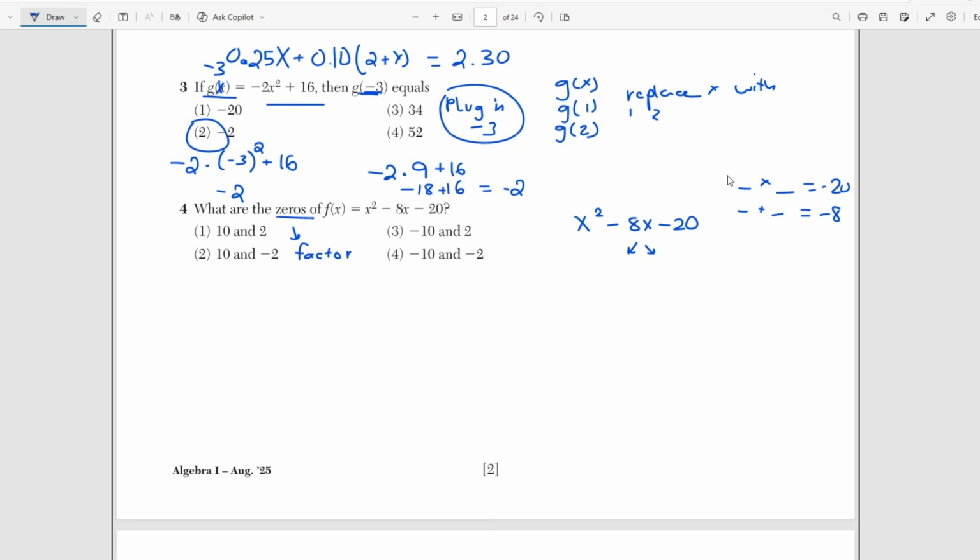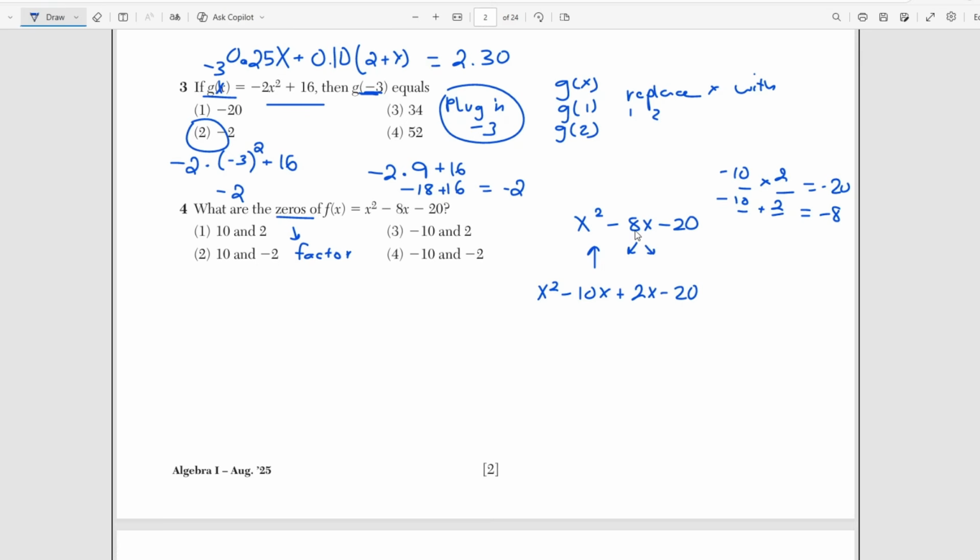And those two numbers are going to be negative 10 and 2. So negative 10 times 2 is negative 20, but negative 10 plus 2 is negative 8. The reason why I found those two numbers is so that I can split this negative 8 into two numbers. So here, I can split it up into negative 10x plus 2x minus 20. So if I simplify this, I'd still get this equation up here.